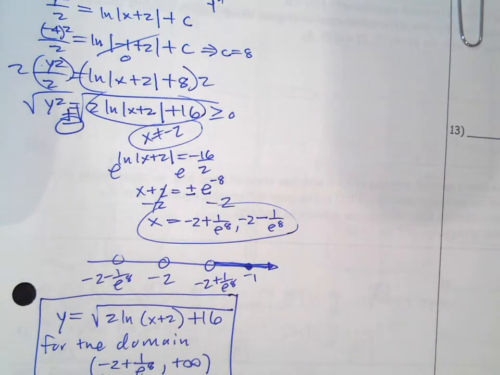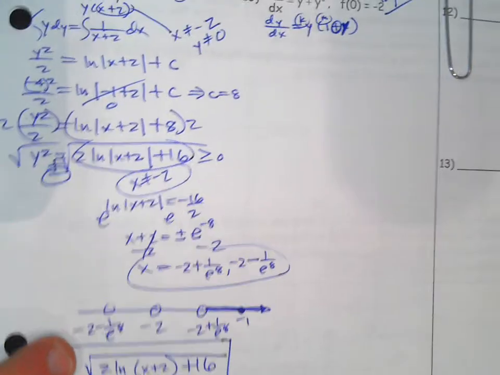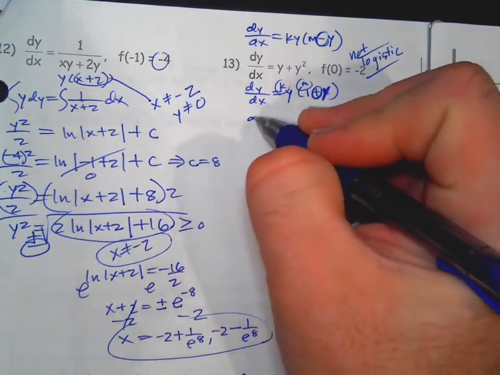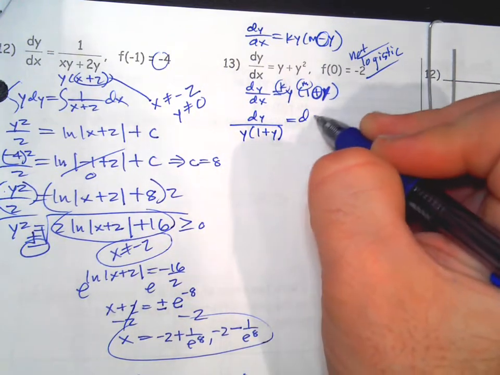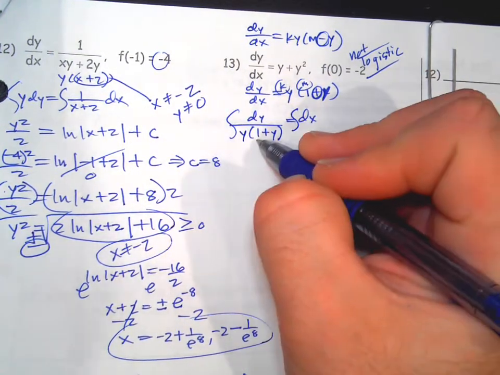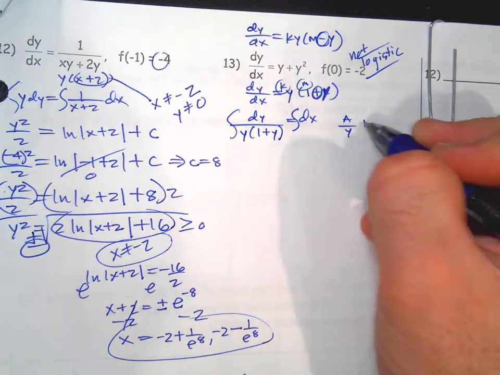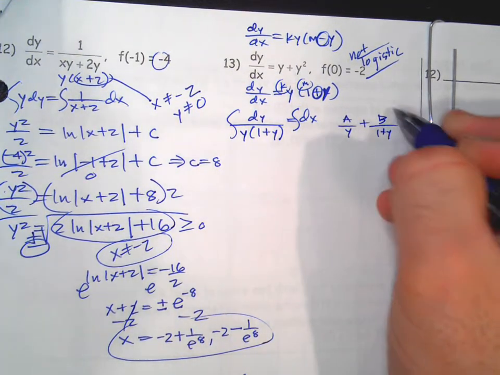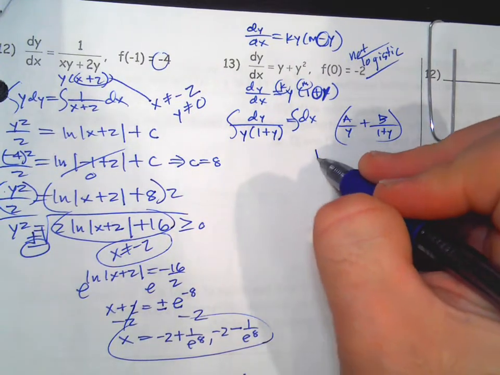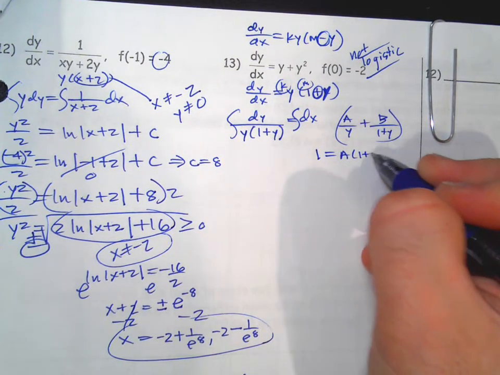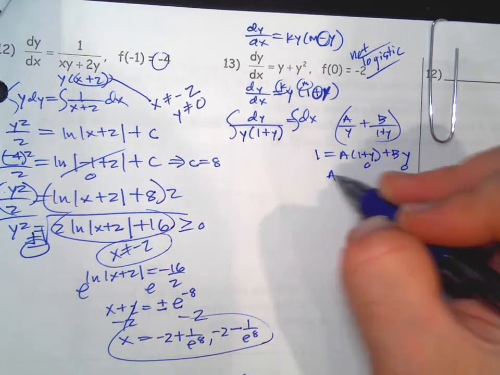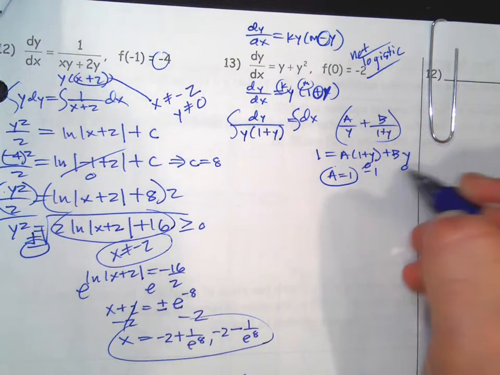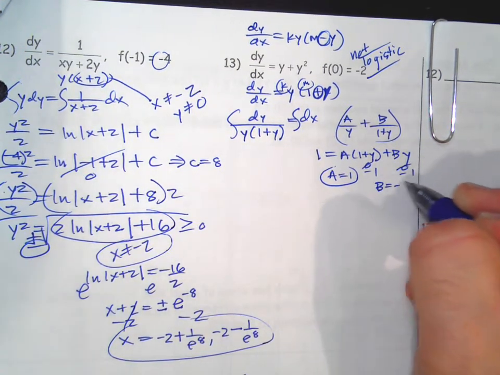So let's see if we can do it. I've done it a few times. It's not super easy, but we got to separate the variables. The factor version is probably the best. Then you got to integrate both sides. So here we got to do partial fractions: A over y, B over 1 plus y. If you multiply through by the least common denominator, plug 0 in, A equals 1, plug negative 1 in, B equals negative 1.